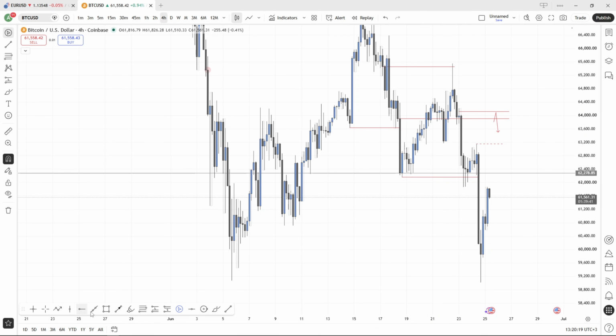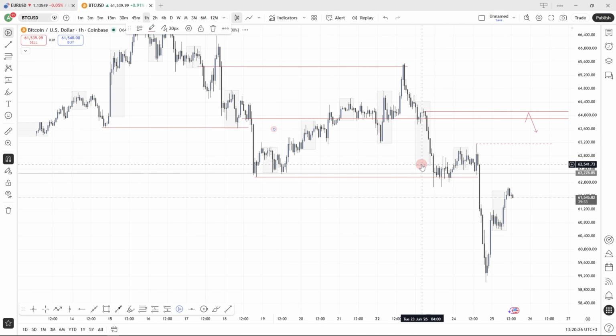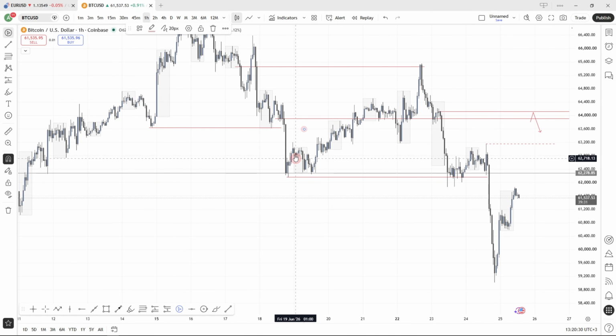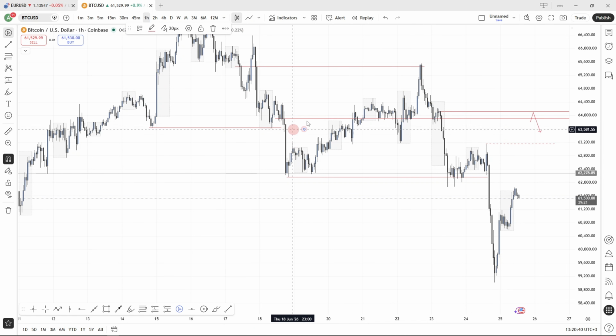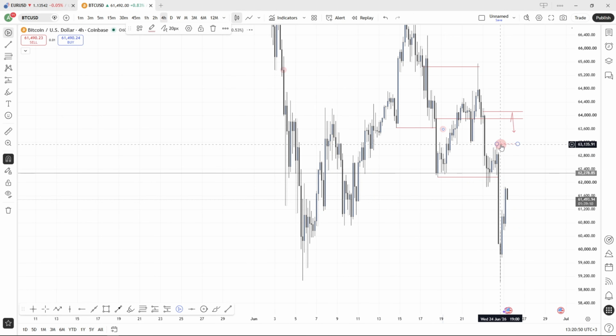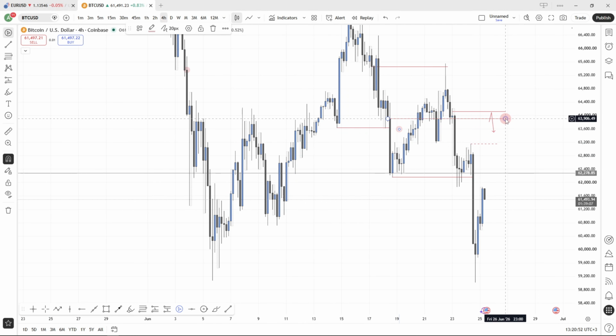We had this mitigation. Let me have something marked so that once I scale down to the lower time frame, I can spot that. Yeah, right here we had this fair value gap, and then we had a mitigation. Once that mitigation happened, it gave us this internal breakout structure. So we were anticipating that once price retraces into this level above it, it's going to sell, but price closed up above that level. So what we are anticipating is that price is going to use the very same level to sell from. So this is the level.